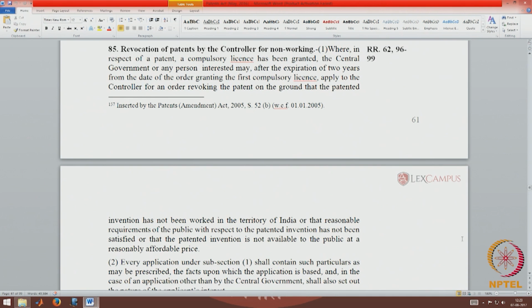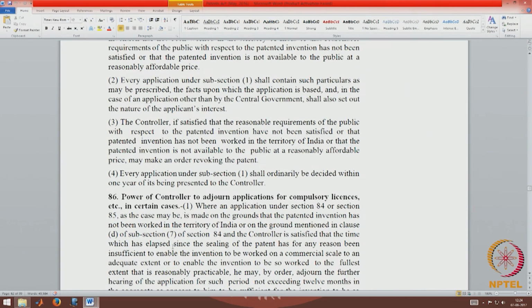So, 2 years after the grant of the compulsory license, any interested person or the central government can apply to the controller for an order revoking the patent on the ground that the conditions on which the compulsory license was granted were still not satisfied.